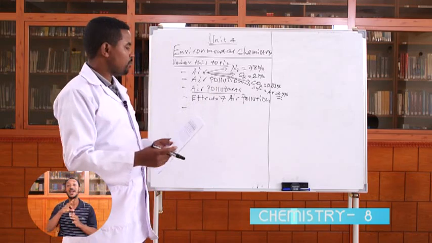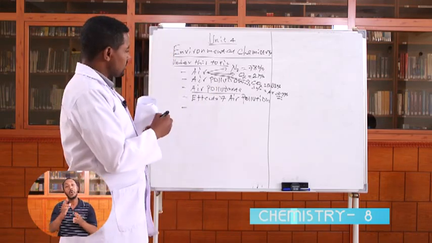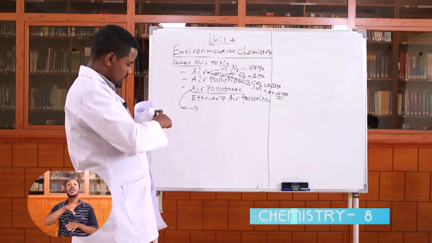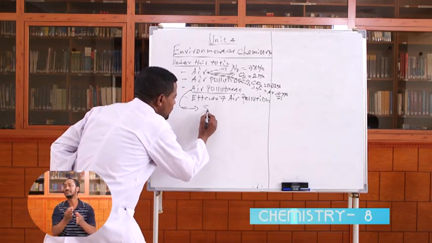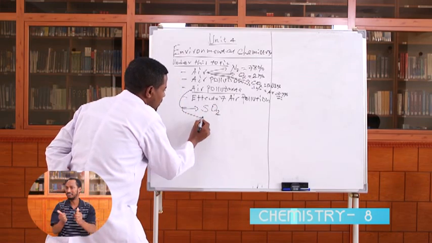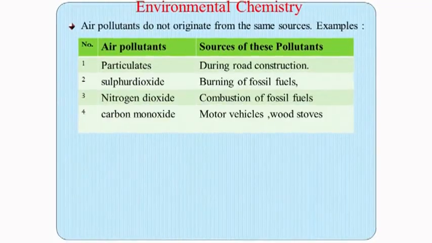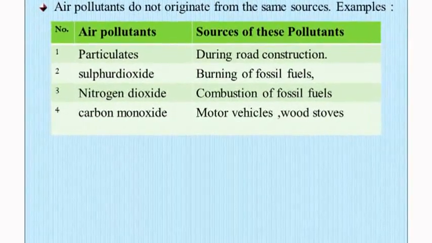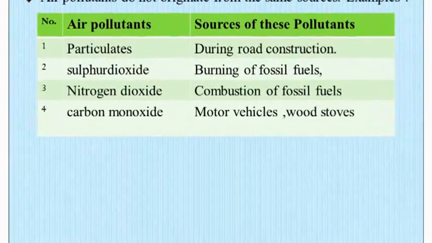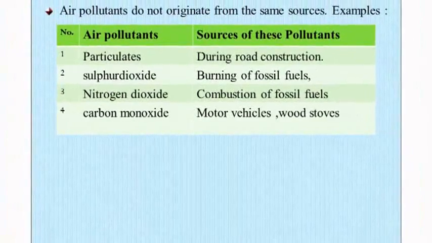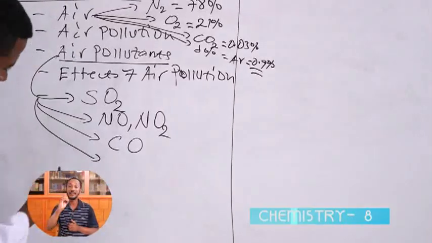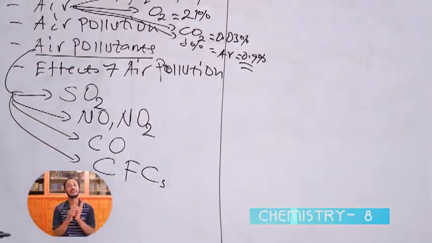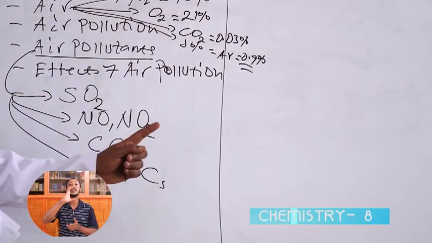Students, can you mention some air pollutants, please? These air pollutants are sulfur dioxide, nitrogen oxides such as nitric oxide or nitrogen monoxide, nitrogen dioxide, carbon monoxide, and other substances like CFCs, which means chlorofluorocarbons.